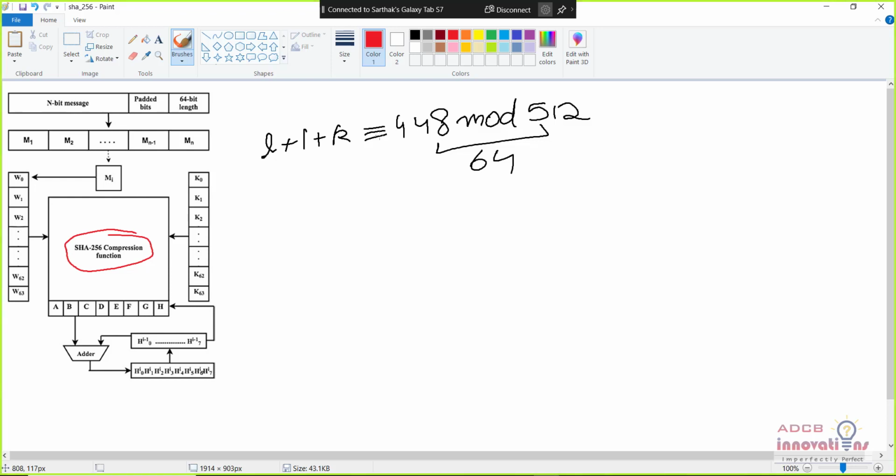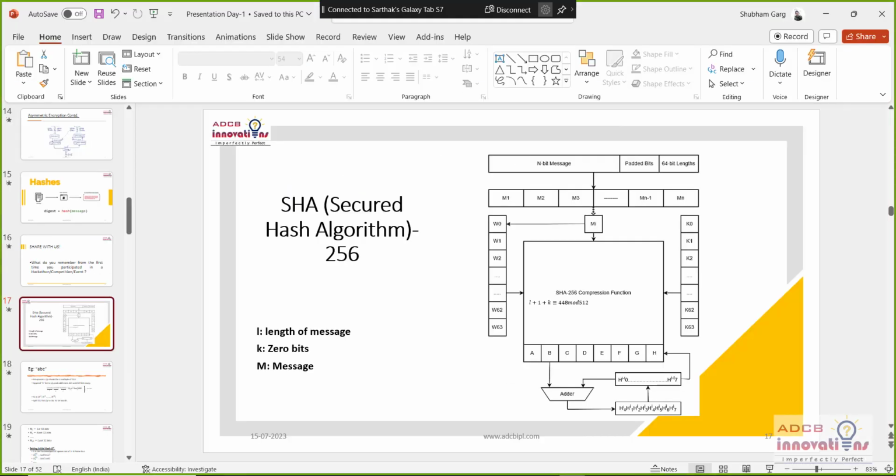We are going to take the ABC example and see how we hash it. First of all, L is the length of the message. K is the number of 0 bits, and we will see what I mean by that, and M is the message, which we will also see.